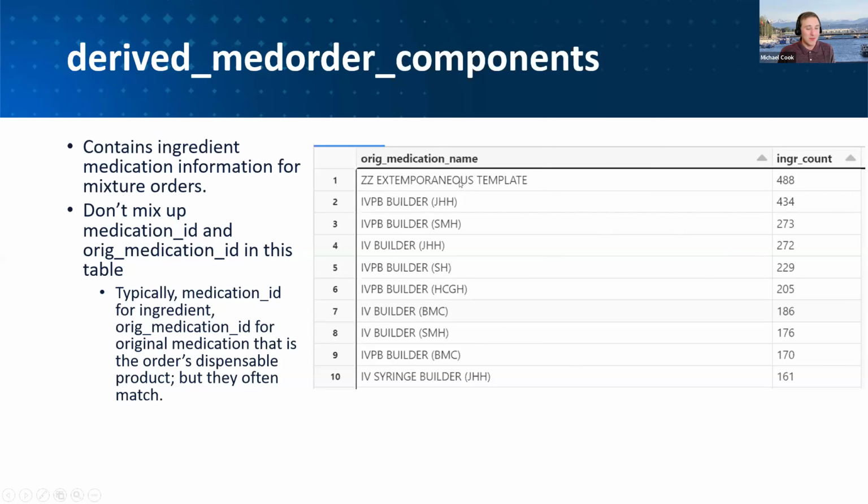You can see that there are some very interesting things in this table. Again, as not a clinical person, I'm assuming this IV builder JHH, for example, is some kind of template that people can put their own mixtures into for certain scenarios. So my IV builder JHH might not be the same as your IV builder JHH. I mean, who knows? Maybe it's a mixture of 272 different drugs, but I'm assuming that's not the case. So that is this table. It's very useful for teams when they want to look at the different ingredients making up a mixture order.